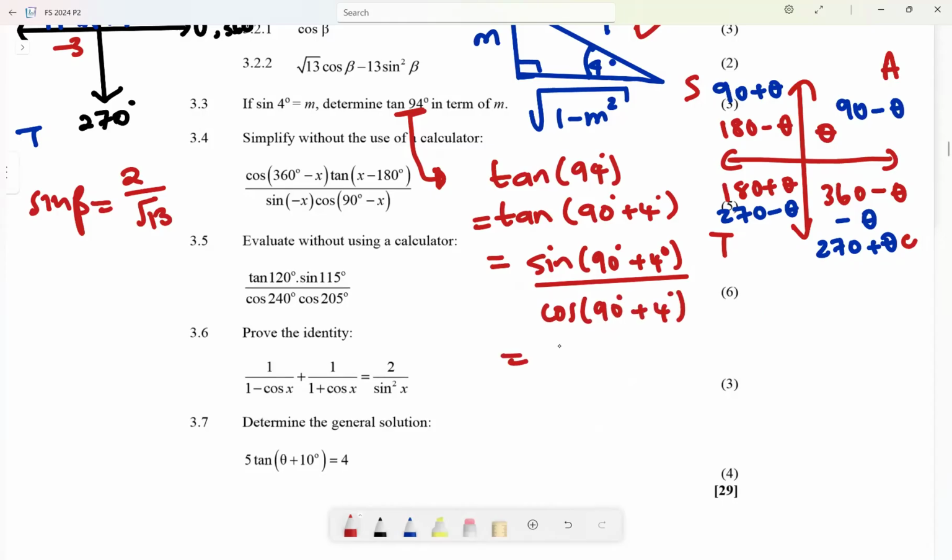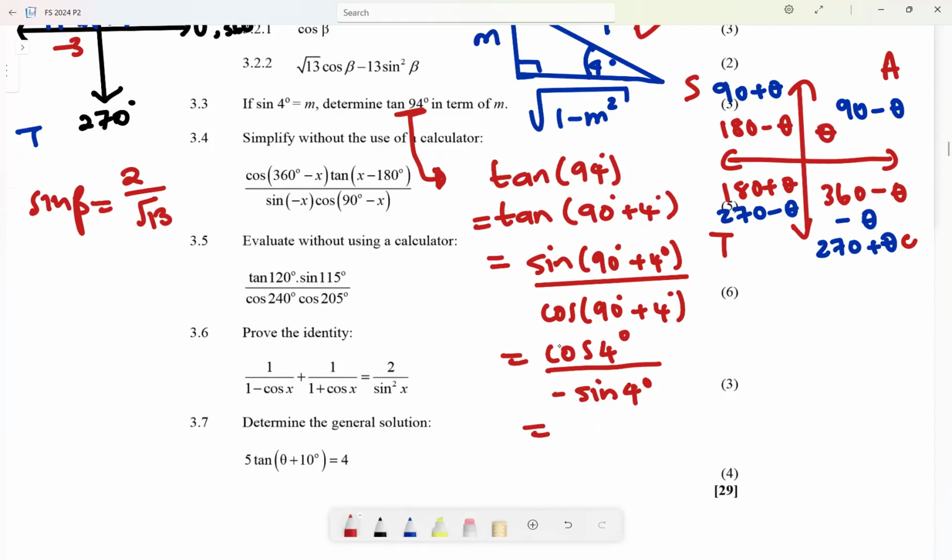Then now I can say this is sine. Remember, I said sine of 90 plus the angle, it is what? It is cos, sorry. It is cos for that angle. Then cos 90 plus, remember cos on this side, on 90 plus, it is negative. So it will change to negative sine 4 degrees.